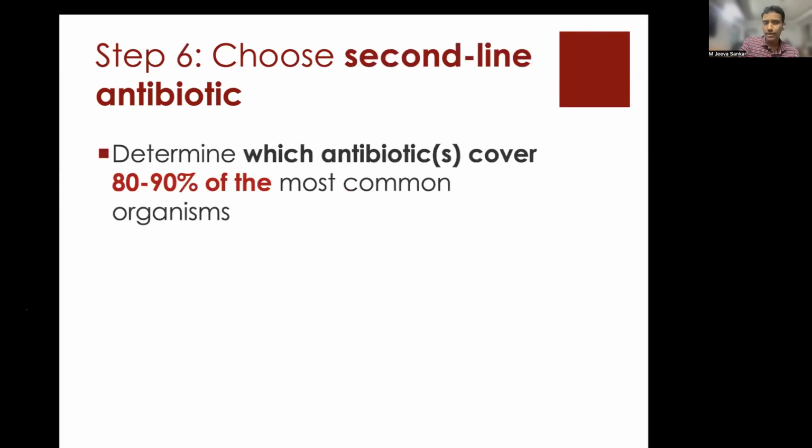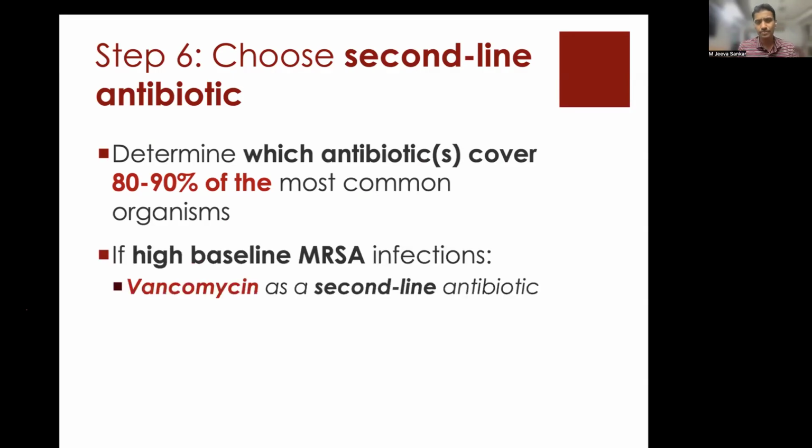What about the second line antibiotic? Now, you determine which antibiotic combination would cover 80 to 90%. So we said 60 to 65% for first line, and we are talking about an additional 25 to 30% that would be covered by the second line. So that's the second line antibiotics. You determine which antibiotic would cover 80 to 90% of the common organisms. These are not hard and fast rules. These are just common figures, 60 to 70% for first line and 80 to 90% for second line. But you can titrate, you can tweak it. These are just broad principles.